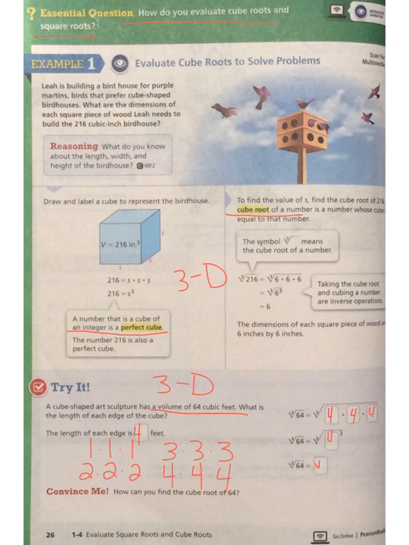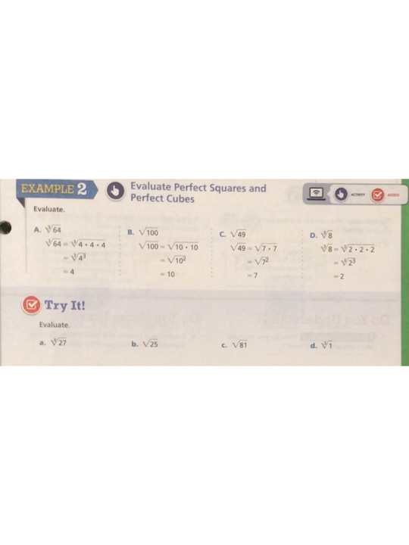Just found this answer. It was right here. 3 times 3 times. So on example 2, we have to be really careful because when we evaluate perfect cubes and perfect squares, we have to know which one we're evaluating here. Okay, so I can tell you that the cubes are when you have a 3.